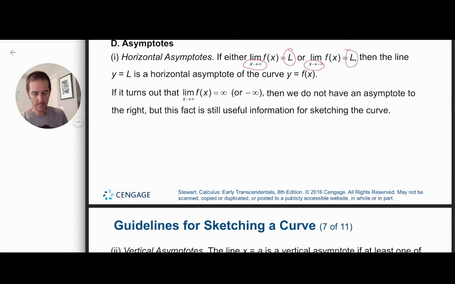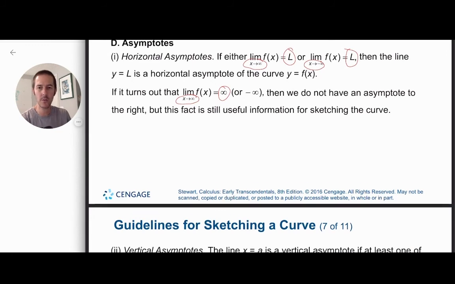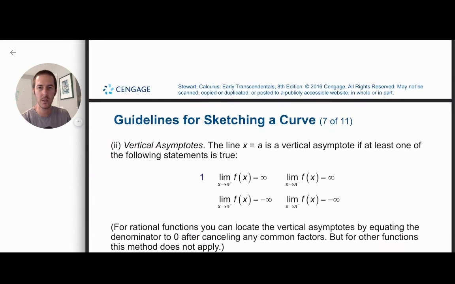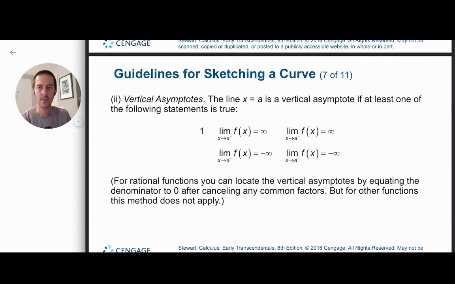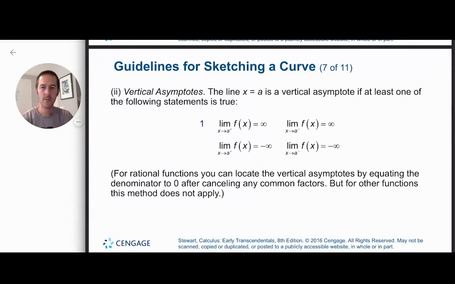As you go really far to the left or to the right, as your x values go to positive or negative infinity, if it turns out that your y value goes to positive or negative infinity, then you don't have an asymptote, but it could still be useful information, and I believe we will see an example of that later in these slides. A vertical asymptote you're most familiar with in rational functions.